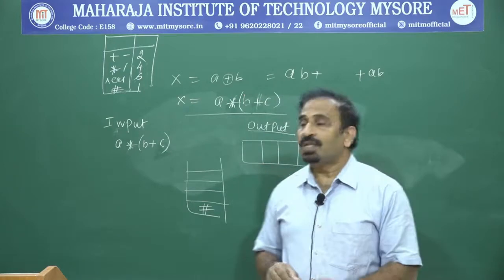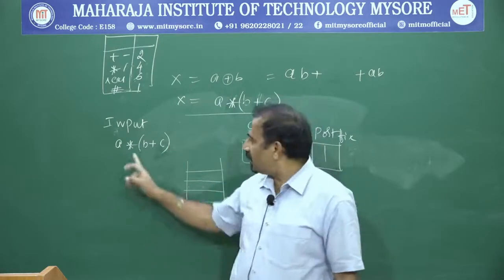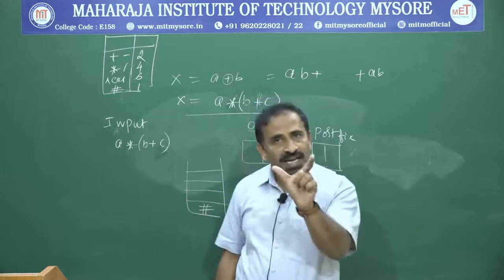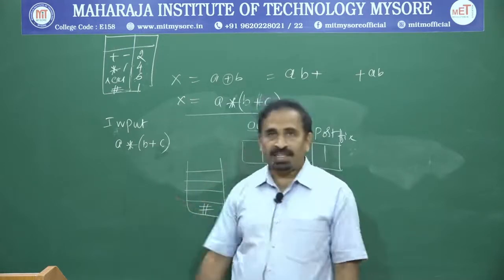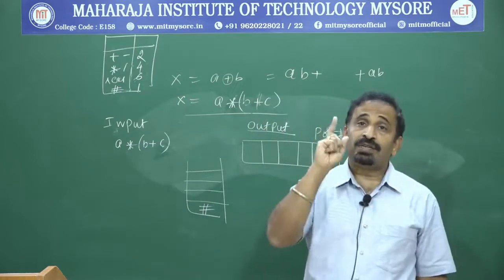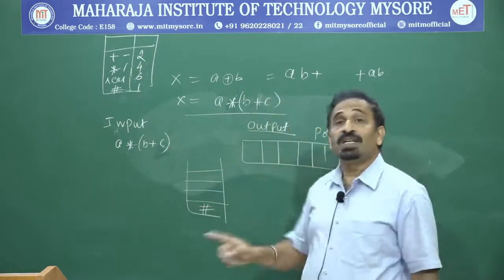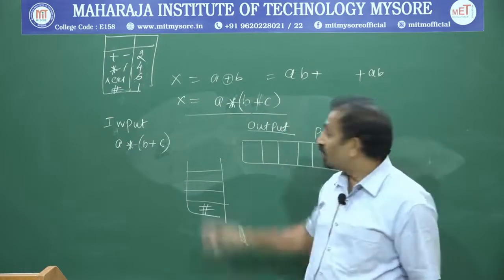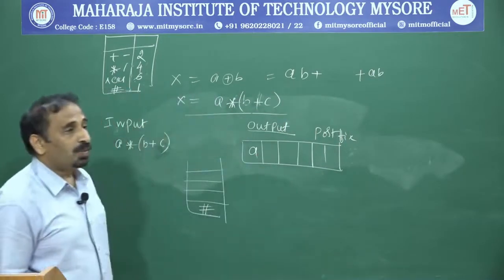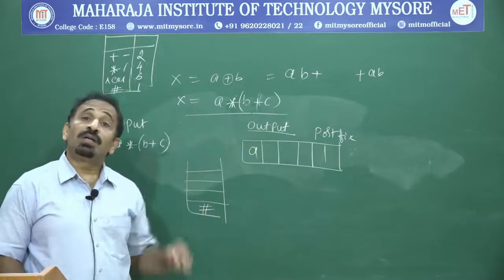What is the algorithm? Take this input, read character by character. You know that there are 7 characters, 1, 2, 3, 4, 5, 6, 7. Read character by character. If you get an operand, don't transfer it to stack, transfer directly to output. So I am transferring this as it is. Please remember, whenever you get an operand, directly transfer it to output.